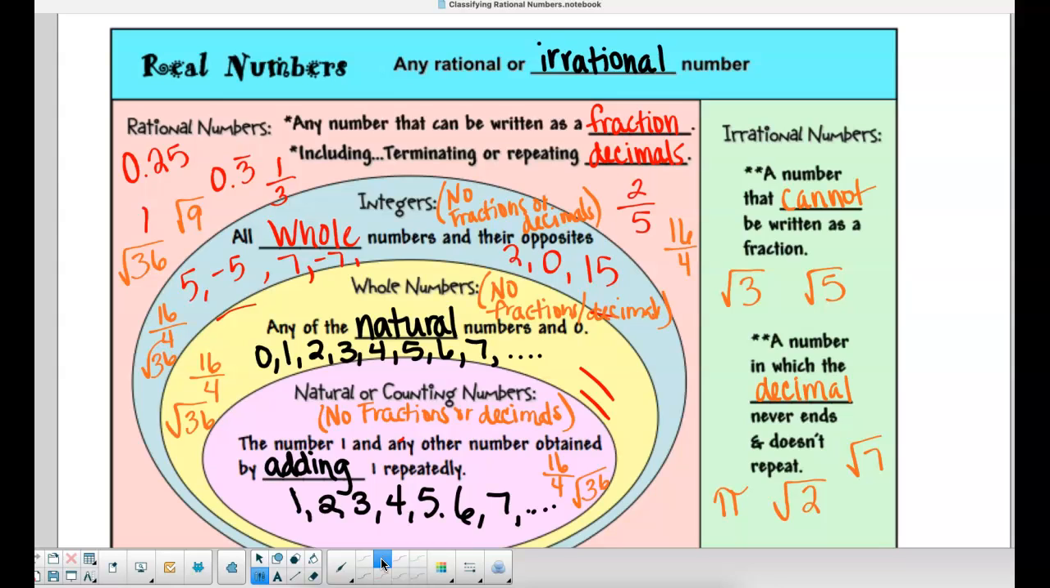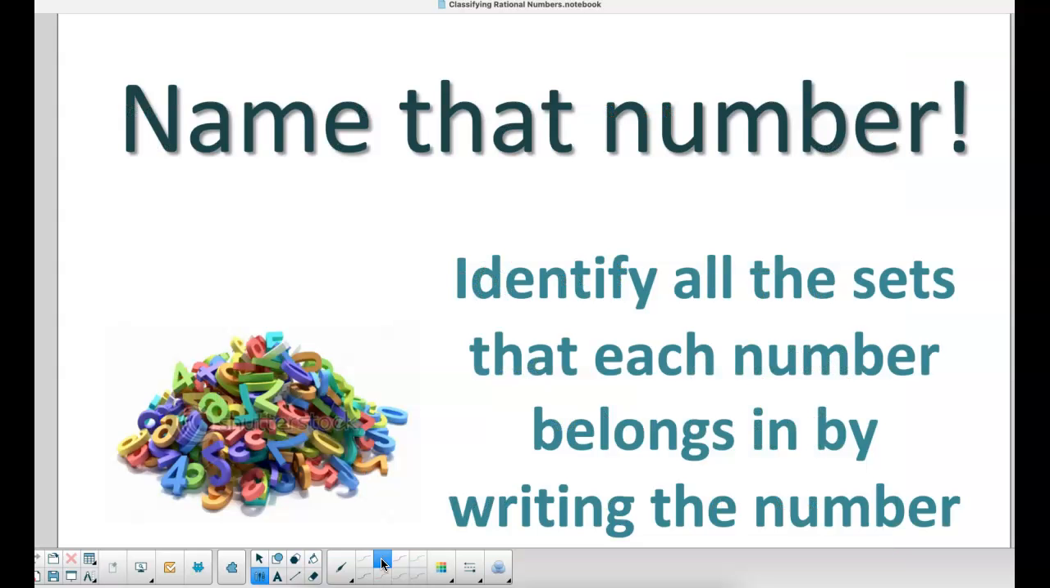Okay. We kind of think we got a little bit of a hold on this. We're going to play a little game. It's called Name That Number. I'm going to give you a sheet of paper. Okay, grab one, pass it back.